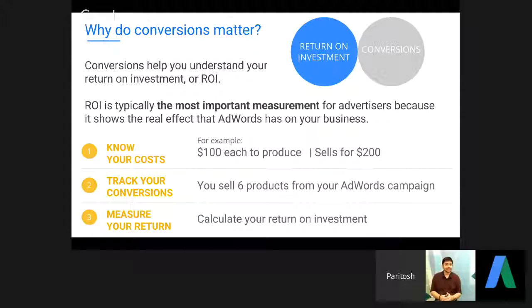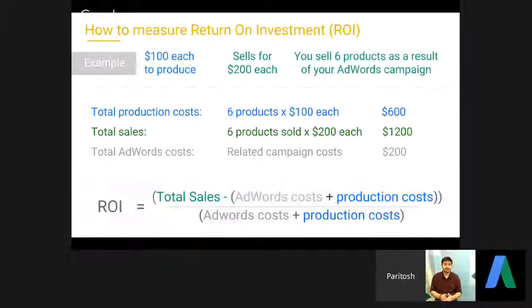Let's assume that you sell 6 products via a Google AdWords campaign, and it costs you $100 each to produce them. Let's say that the total cost incurred in selling them is an additional $200. If you do the math, we'll move on to the next slide here. This is a small representation, just a heads up, of a brief way in which you can calculate your return on investment.